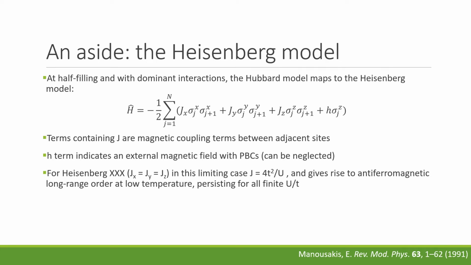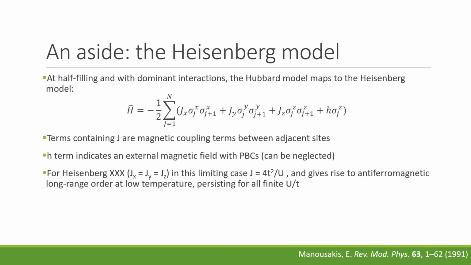In the half-filled case, and with dominant interactions, so U over T is much greater than 1, the Hubbard model maps to the more familiar Heisenberg model, which I'm sure we've all seen. The J terms in the Heisenberg model are magnetic coupling terms between fermions on adjacent sites. In this case, Jx, Jy, Jz are all equal, and the exchange energy J equals 4T squared over U.